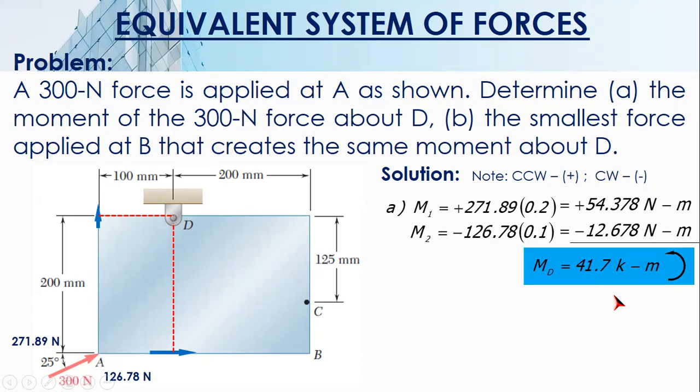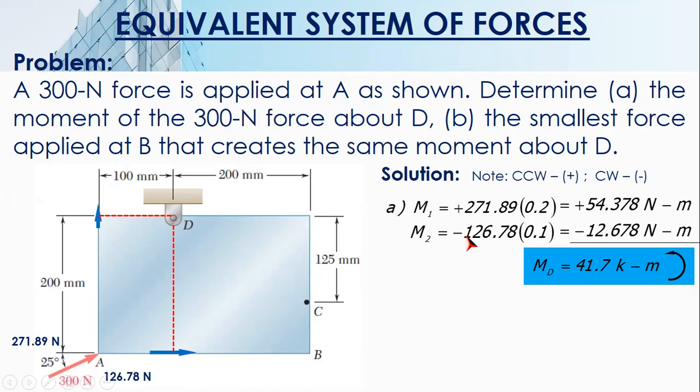Mo na answer niya. Moment about the 41.7. Sorry. This is Newton. Okay. Newton meter. Positive man, so it means counterclockwise. Dako man na 54 kasi 12. Diba? So it's counterclockwise. Pwede na siya. Instead na use this force and then you get the perpendicular distance.